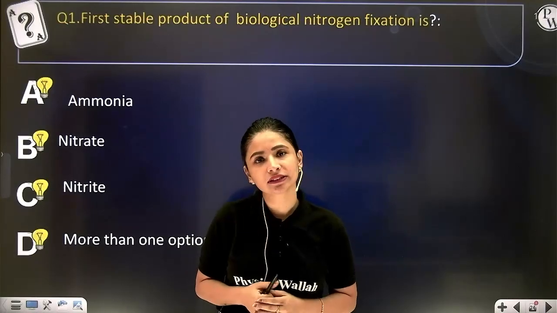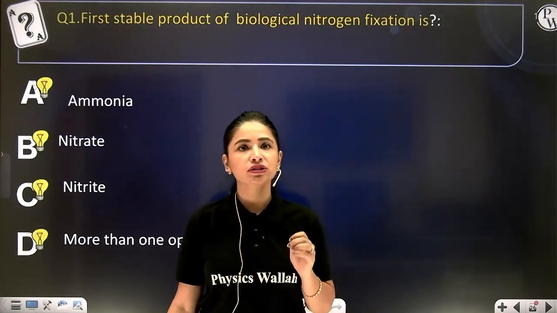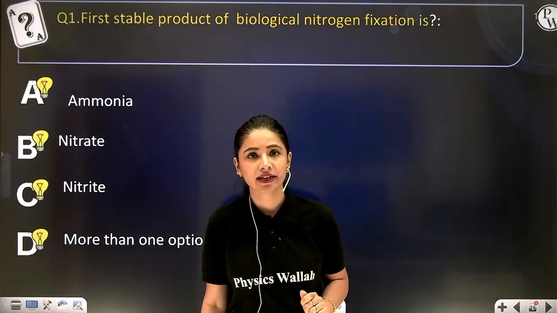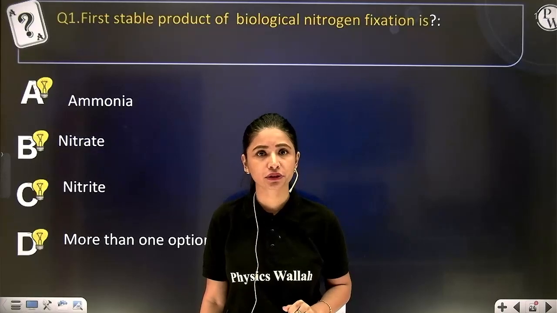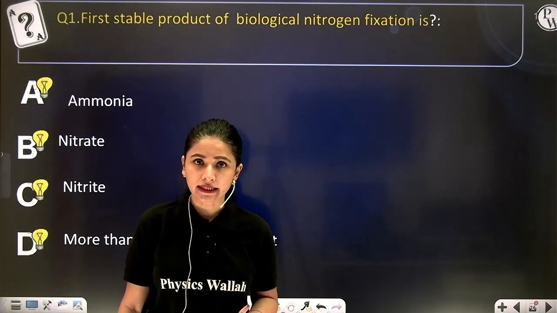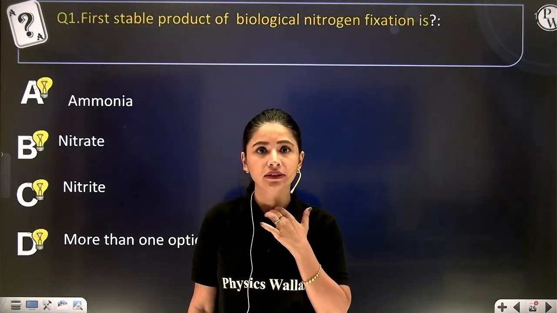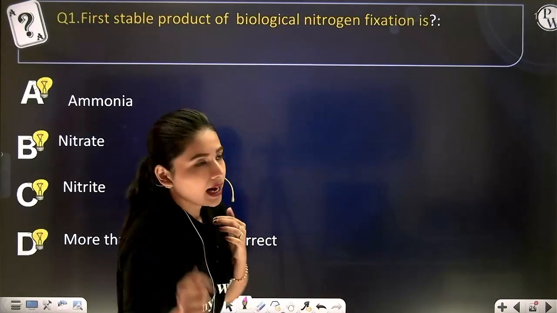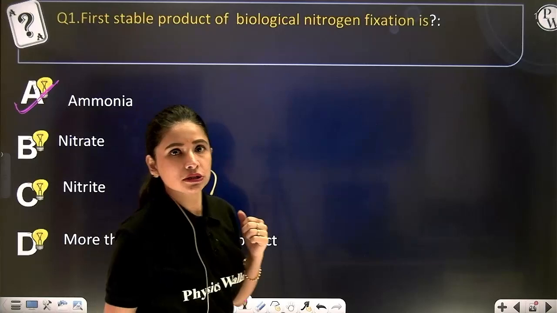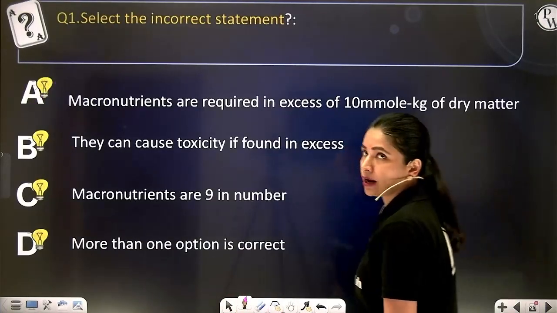And as the policy says, we need to discuss some of the questions. The first question on the board is: first stable product of biological nitrogen fixation. Here in the question, the type of nitrogen fixation is defined. So what is the first stable product in biological nitrogen fixation? Of course, it is ammonia. Hence, the answer of this question will be 1. I don't think anybody is having any doubt.